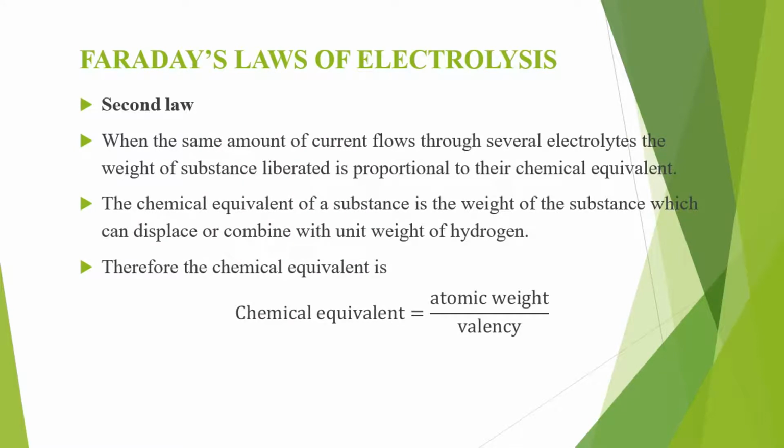Next is the second law. It states that when the same amount of current flows through several electrolytes, the weight of the substance liberated is proportional to their chemical equivalent. The chemical equivalent of a substance is the weight of the substance which can displace or combine with unit weight of hydrogen. So the chemical equivalent is given by atomic weight by valency.